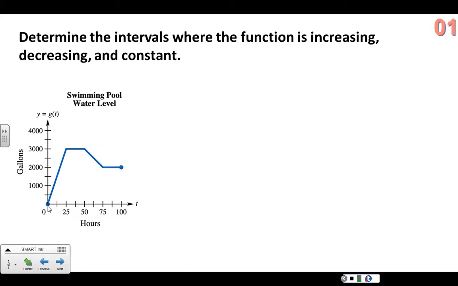So if we start at 0 on this function, it looks like we've got a swimming pool water level. We're talking about how the water level changes, in the number of hours to the number of gallons. So at 0 hours, of course, we've got 0 gallons, but as we start filling it up, the function's increasing up to a certain point. It looks like that point right there where you have a change, it starts where we're at 25. So from 0 to 25, we could say that that function is increasing.